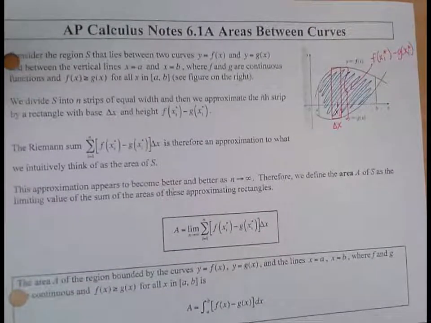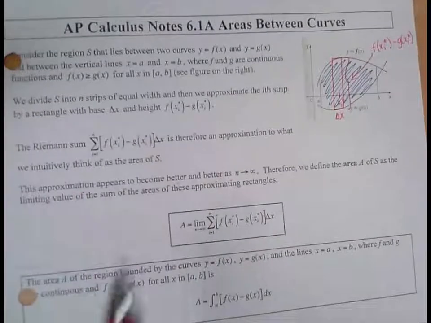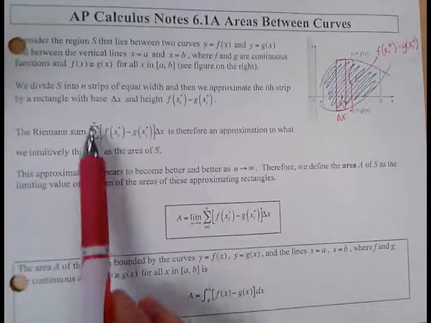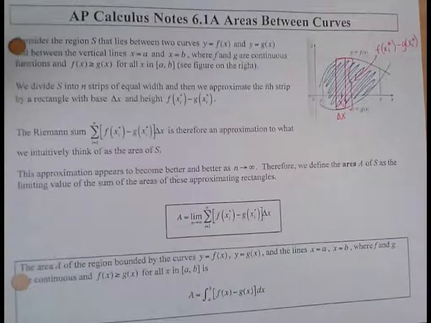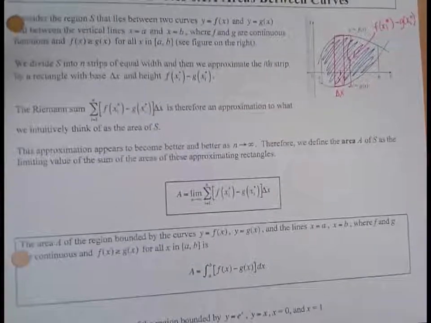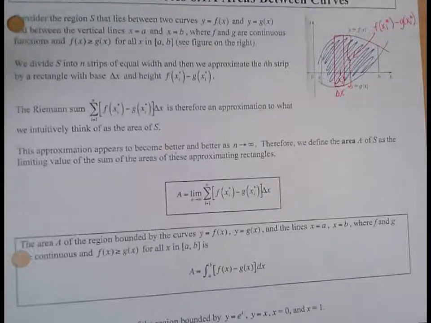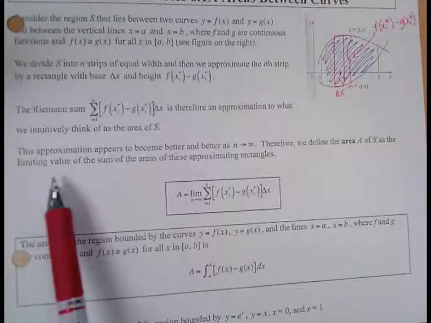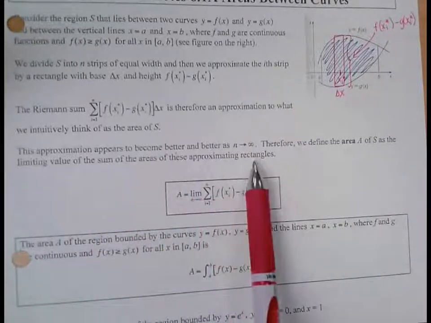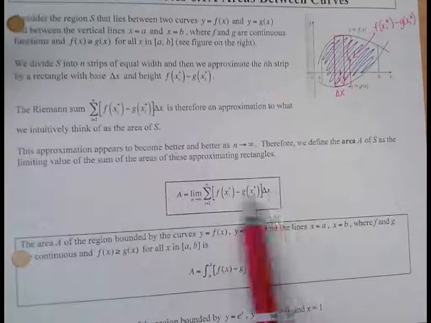And just like we did at the beginning of chapter 5, they give the Riemann sum from i equals 1 to n of each rectangle. So basically you're taking all of the areas of the rectangles, and adding all of those areas together is an approximation to what we intuitively think of as the area of S. We know from chapter 5 that approximation will become better and better as your number of rectangles increases, so as n approaches infinity. So we define the area A of S as the limiting value of the sum of the areas of those approximating rectangles, which is written here.